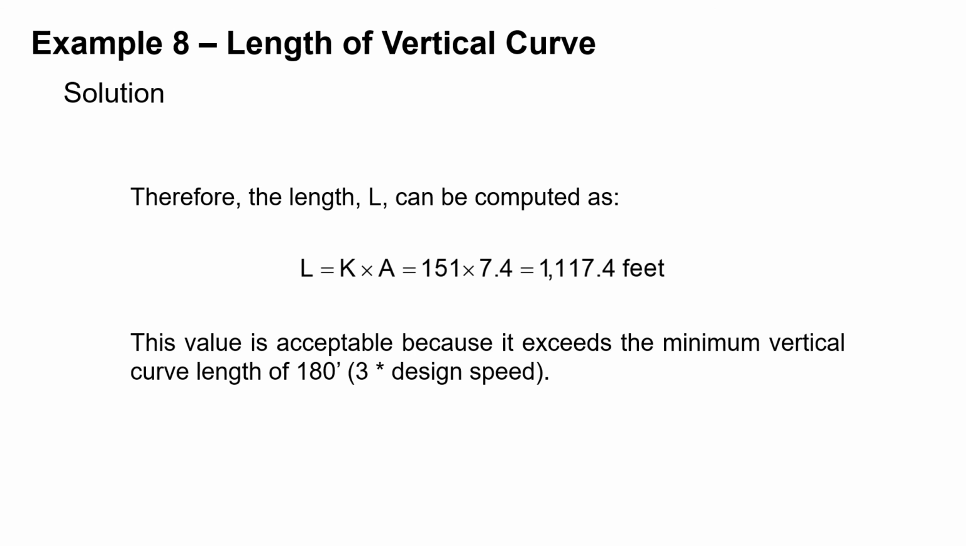And this value is acceptable because it exceeds the minimum vertical curve length of 180 feet. That's 3 times the design speed, so 60 mile per hour design speed in this case. So our minimum length is 180, and our 1,117.4 feet is an acceptable minimum length.